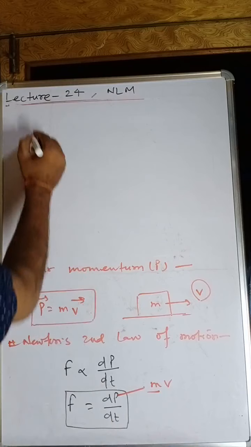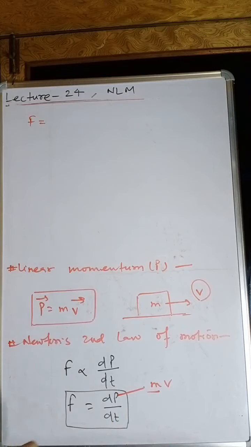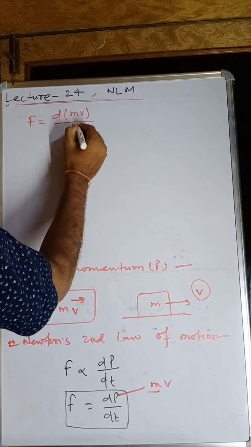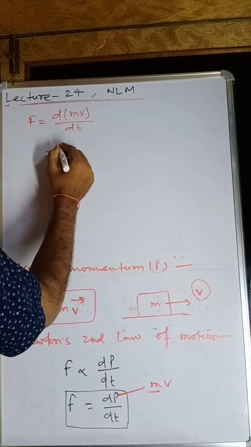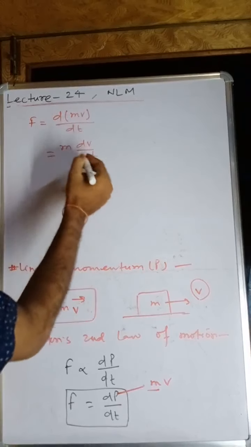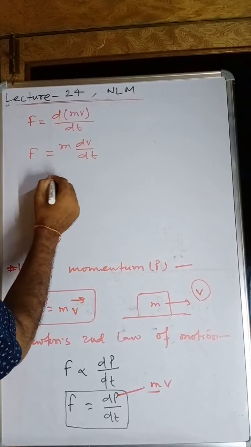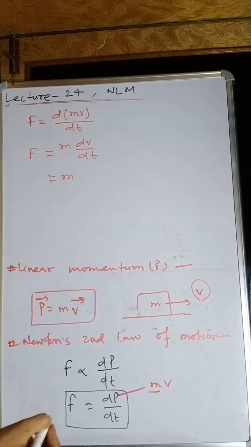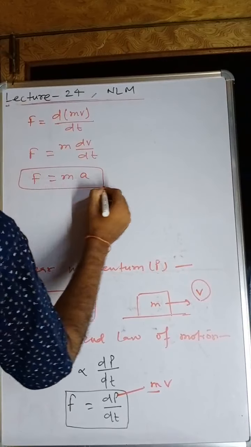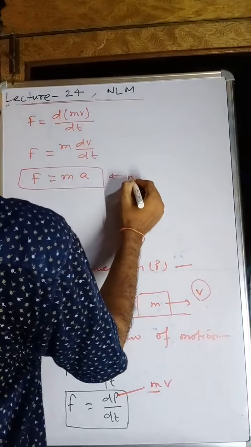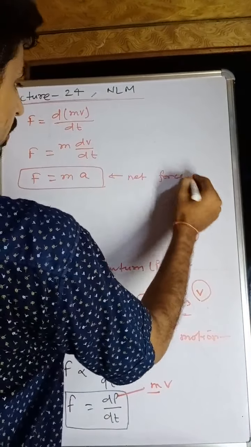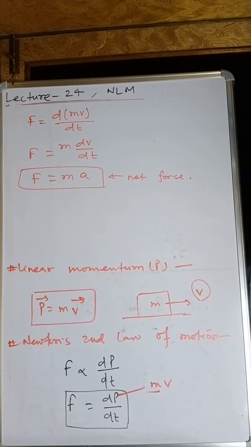Here F equals dP over dt, where P can be taken as m into v, over dt. Here the m can be taken out, and dv by dt, which you have studied in kinematics, is the rate of change of velocity, that is the acceleration, nothing else. So F is equal to ma, which you are studying. And remember, this is the net force acting on the body. This is the net force.